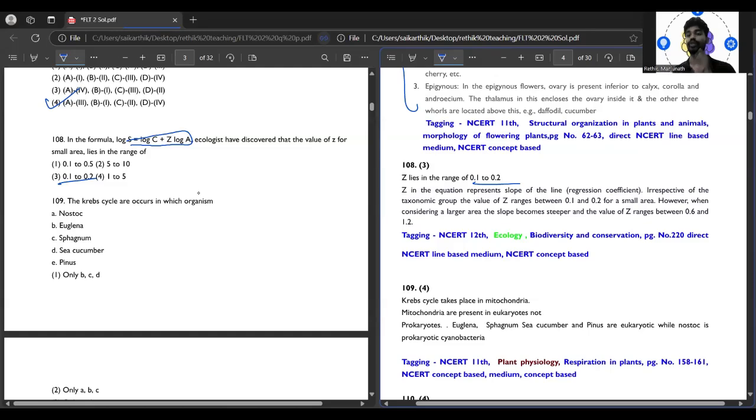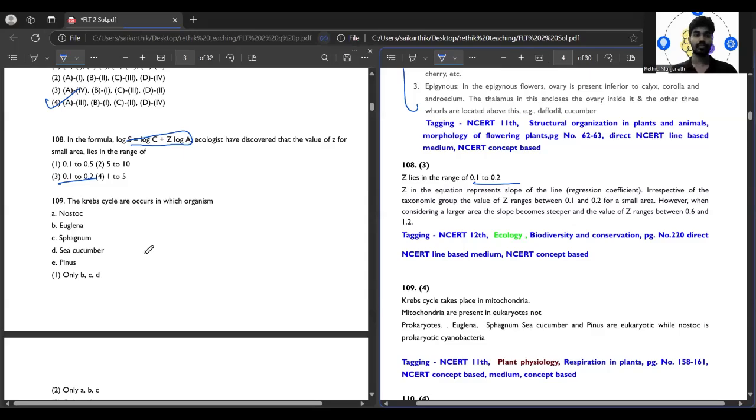Okay, and the value of z ranges between 0.1 to 0.2. Remember that I'm talking about the smaller area. When corresponding to the larger area, it might differ, like 0.6 to 1.2, that is how z ranges. So for the smaller area, always remember it is 0.1 to 0.2. If it is the larger area, the slope becomes steeper and the value of z ranges between 0.6 to 1.2. So that is very important.